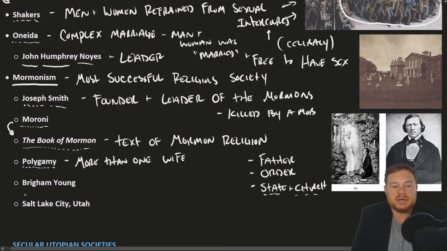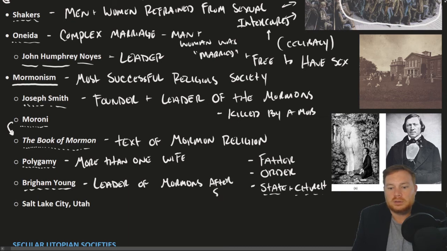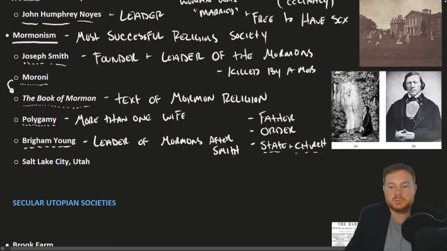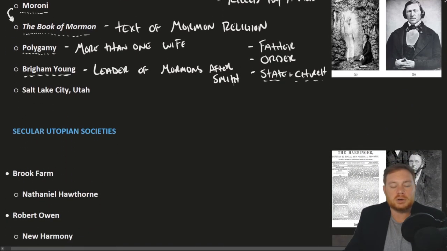And so leadership passed to Brigham Young. We might say he became leader of the Mormons after Smith. The Mormons looked to move very far away from any type of persecution where they could freely practice their own religious beliefs, but also their own community. This wasn't just attending church on Sundays, but a whole society in which there was a much closer connection between church and state. And so they moved to Salt Lake City, Utah.